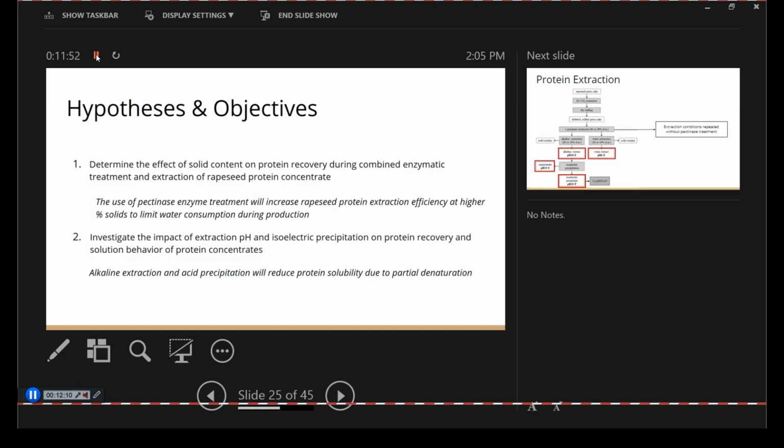Therefore, the objectives were to determine the effect of solid content on protein recovery during combined enzymatic treatment and alkaline extraction of rapeseed protein, and the hypothesis was that the use of pectinase enzyme will increase the rapeseed protein extraction efficiency at higher percent solids to limit the amount of water consumption during production. And the second objective was to investigate the impact of extraction pH and isoelectric precipitation on protein recovery and solution behavior of the protein concentrates. However, the hypothesis is that the alkaline extraction and acid precipitation will reduce protein solubility due to partial denaturation.